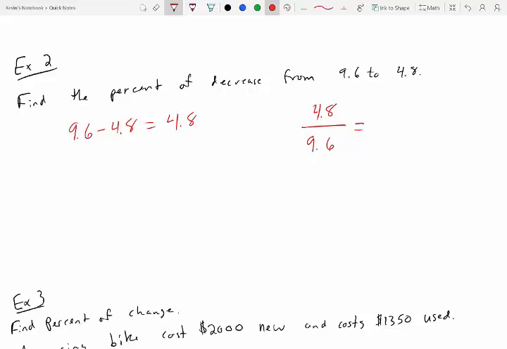And if we divide that out, we're going to get 0.5. And again, that's a decimal. We have to move it over twice. We go 1, 2. We add our 0. And so my answer is 50%. So the percent of decrease was 50%.